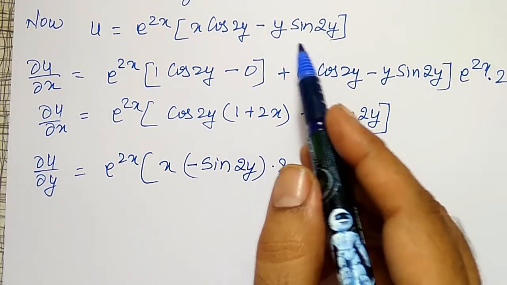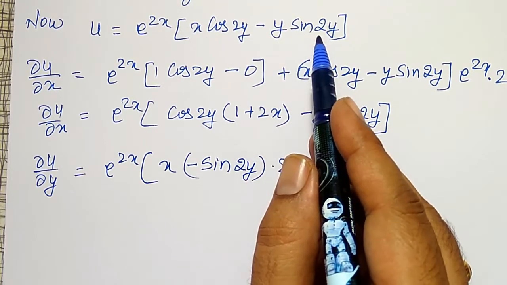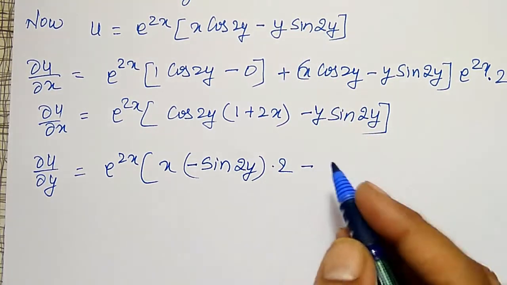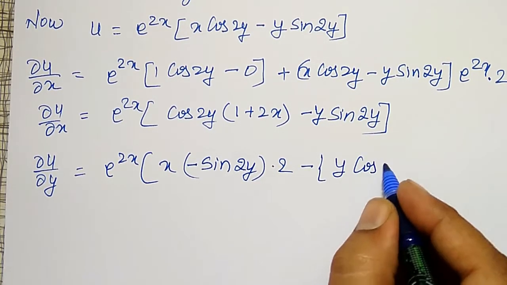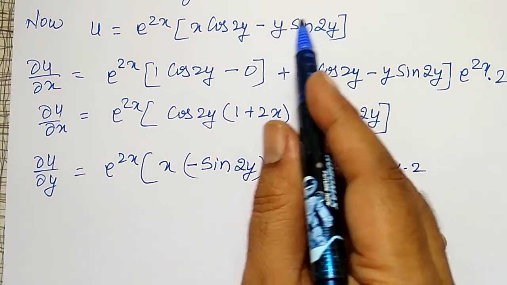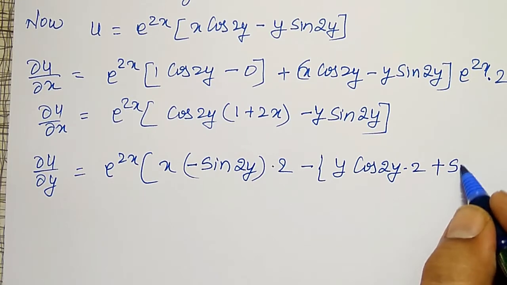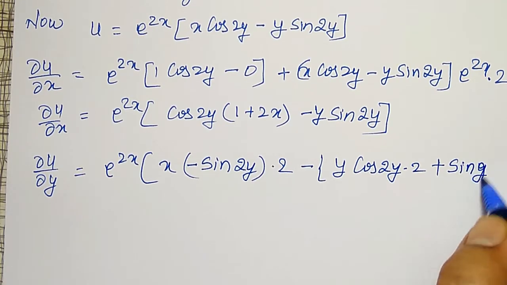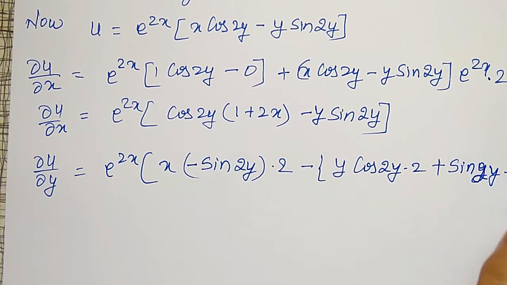Whereas here the second term is y into sin 2y, a product of y and sin 2y, therefore I have to use the product rule here. That's why I will write it as y into cos 2y into 2, plus sin 2y into the partial derivative of y, which is 1.